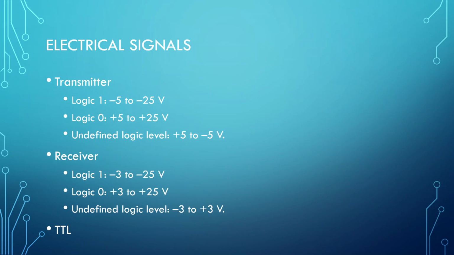So if you're going to send a logic level 1, it's -5 to -25 volts. If we're going to send a logic 0, it's 5 to 25 volts. You will also notice that there is that undefined logic level, -5 to 5 volts. So that's something you do need to be aware of. Now, however, on the receiving side, this is the part that I find interesting. Notice the receive logic level 1 is not -5 volts, it's -3 volts. You'd be like, you're sending me -5, why do I accept the negative 3 now?